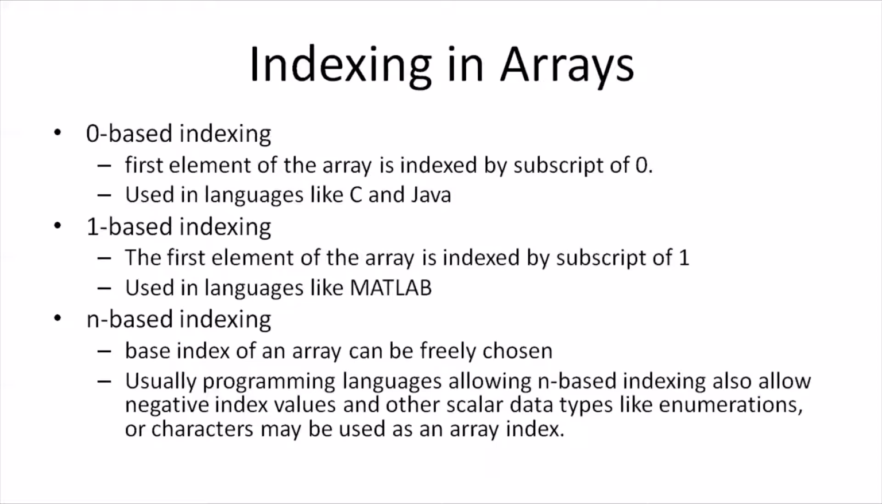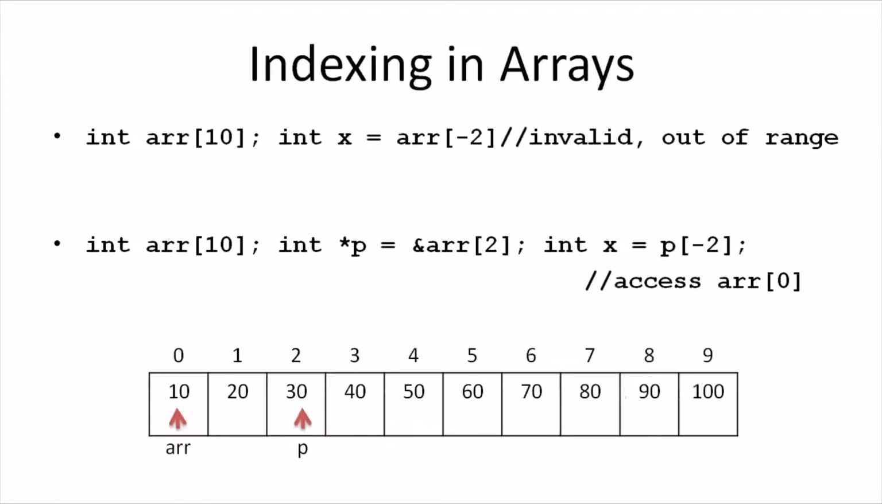The third category is n-based indexing. The base index of an array can be freely chosen in this case. Usually, programming languages allowing n-based indexing also allow negative index values, and other scalar data types like enumerations or characters may be used as array index.